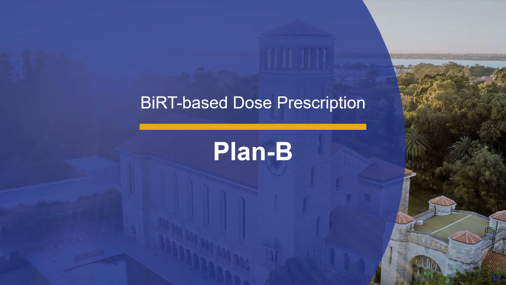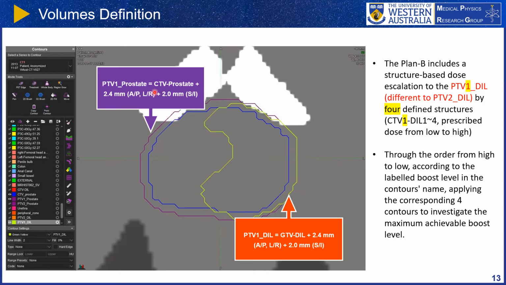Next, the BiRT-based dose prescription, Plan B. Plan B applied the PTV1 prostate the same as Plan A, and also the PTV1 DIL, which is the volume that includes both setup and intrafraction motion of the DIL by giving a 2.4 mm and 2.0 mm margin to the GTV DIL.